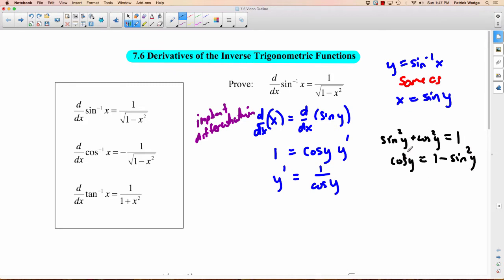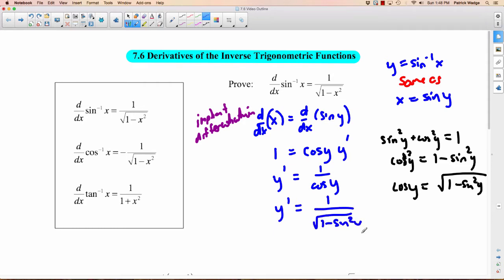Then because it's cosine squared, we have to take the square root of both sides, so you get cosine y equals the square root of 1 minus sine squared y. So that's what we can write in the denominator now. y prime equals 1 over the square root of 1 minus sine squared y. But look back up here. We said that x is equal to sine y. So if we have sine squared here, it's just the same as x squared. So we have y prime equals 1 over the square root of 1 minus, instead of sine squared, x squared. And that's exactly what we were trying to prove here.